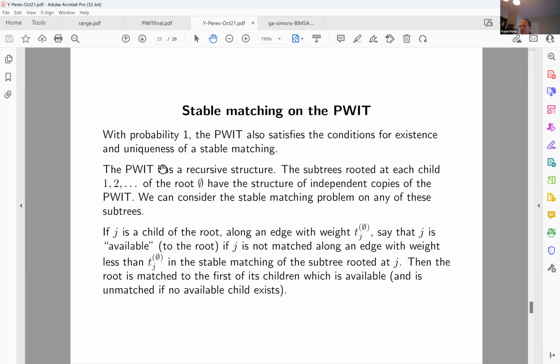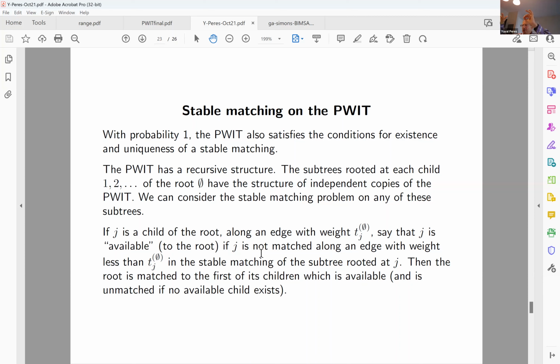So again, the PWIT has this recursive structure, and we'll say that if j is a child of the root along an edge with weight or length tj, we say that j is available to the root if j is not matched along an edge with weight less than tj in the subtree rooted at j. So when we look from the point of view of the root, it asks with which of its children can it be matched? And the answer is, well, with the first child that's not better matched inside its subtree.